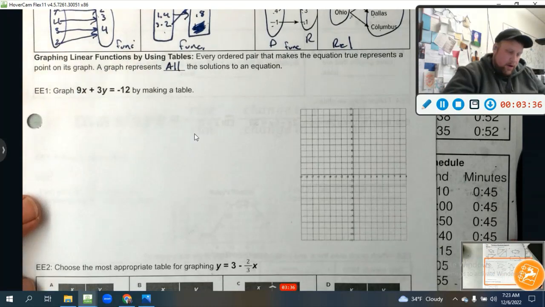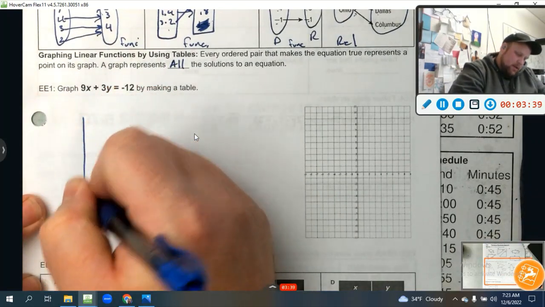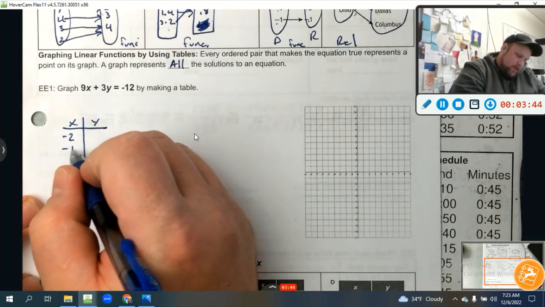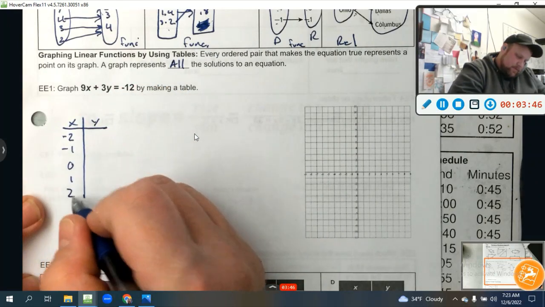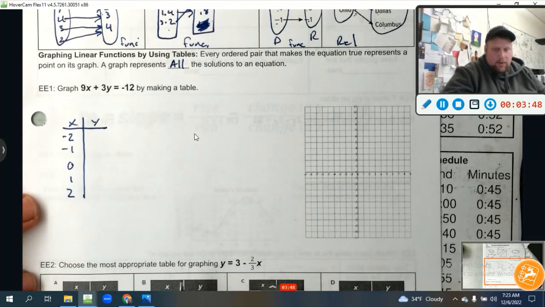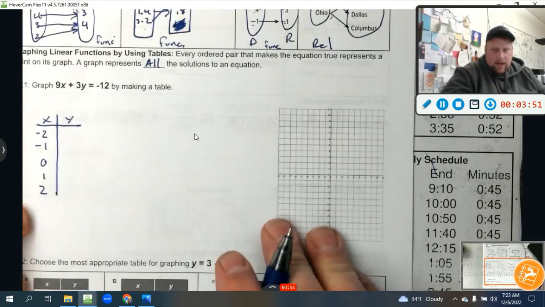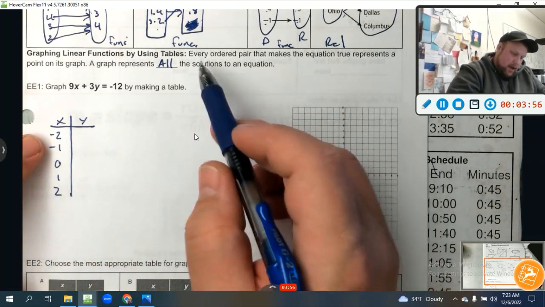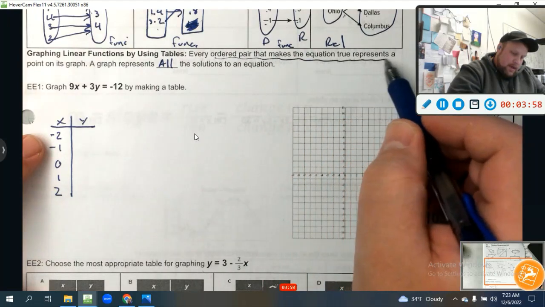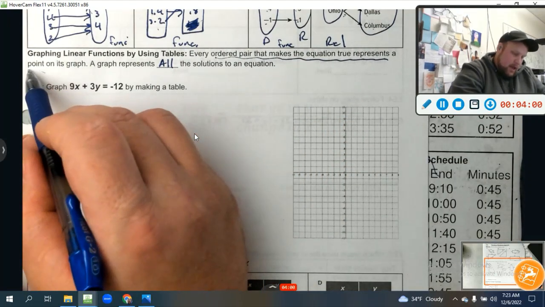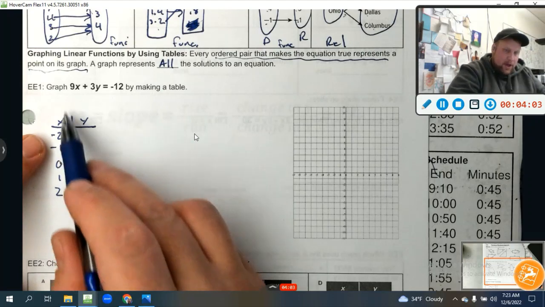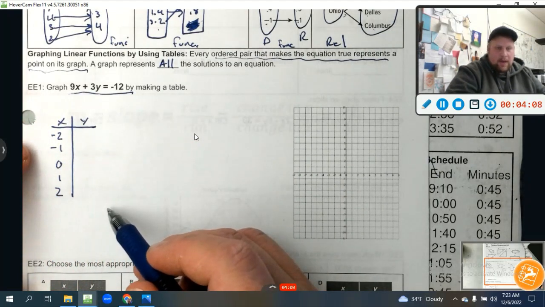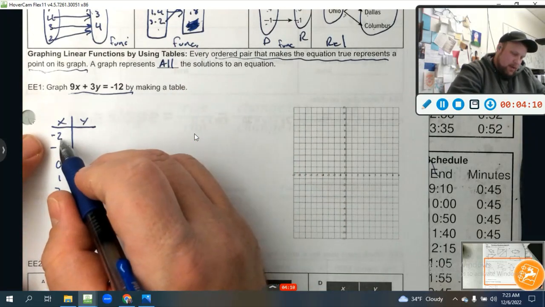So let's look right here, and I want everybody to practice. You're going to make a table. It's called an XY table. And we're just going to go from -2 to 2. Here's how you would work it out. Before we even graph, what we're saying here is every ordered pair that makes the equation true represents a point on the graph. So we've got to find points. You start out with x, and we have our rule right here: 9x plus 3y equals -12. So we're going to take that, and I'm going to plug in -2.